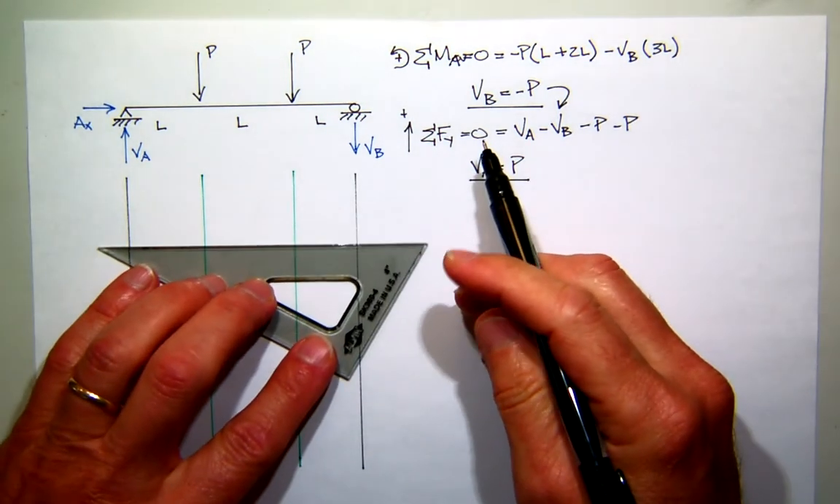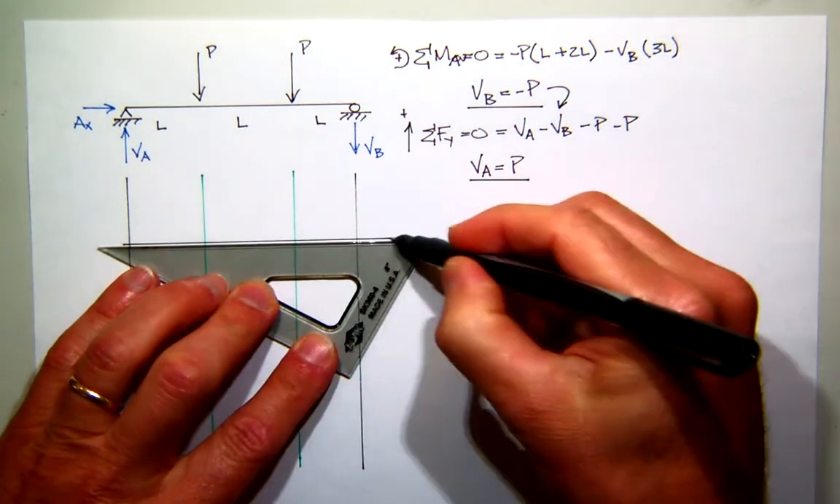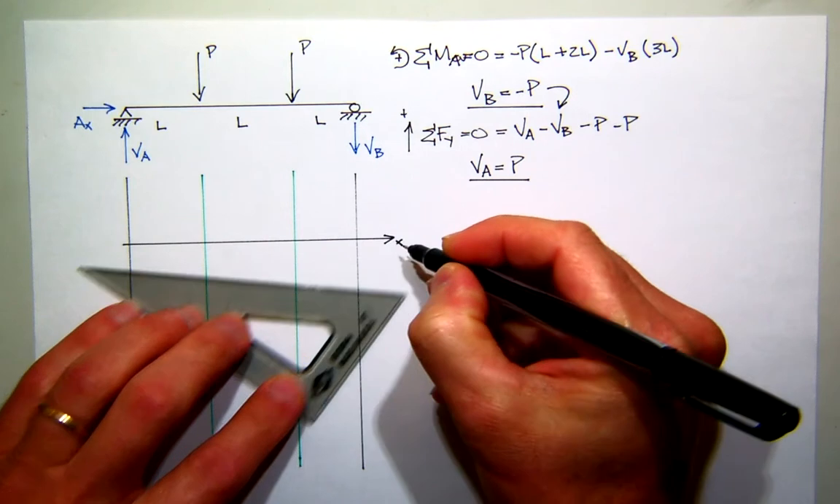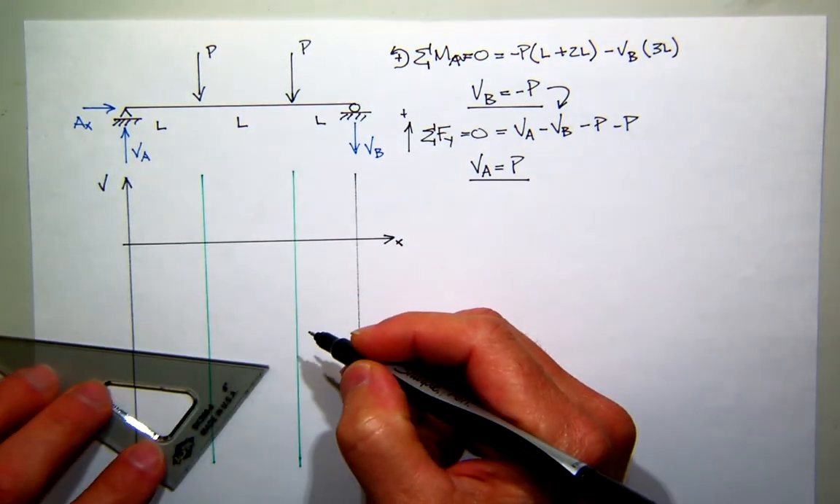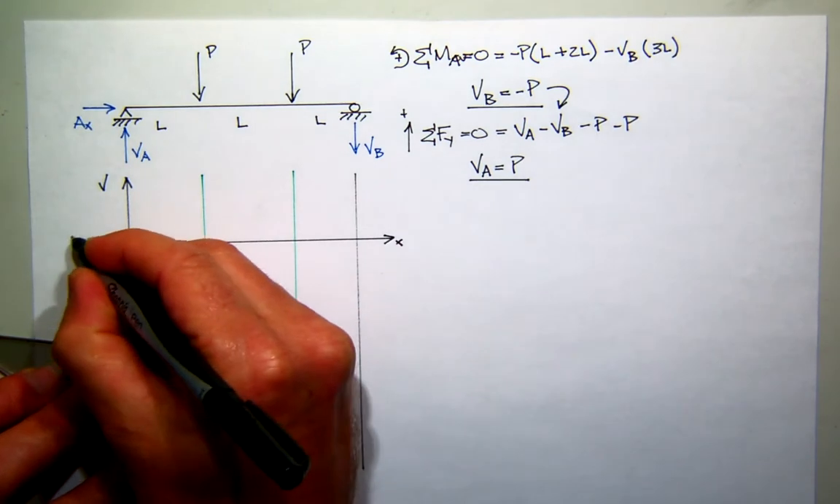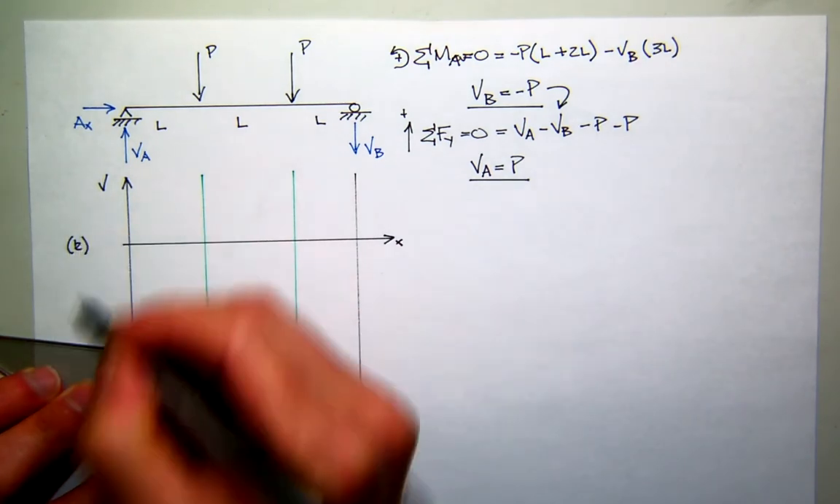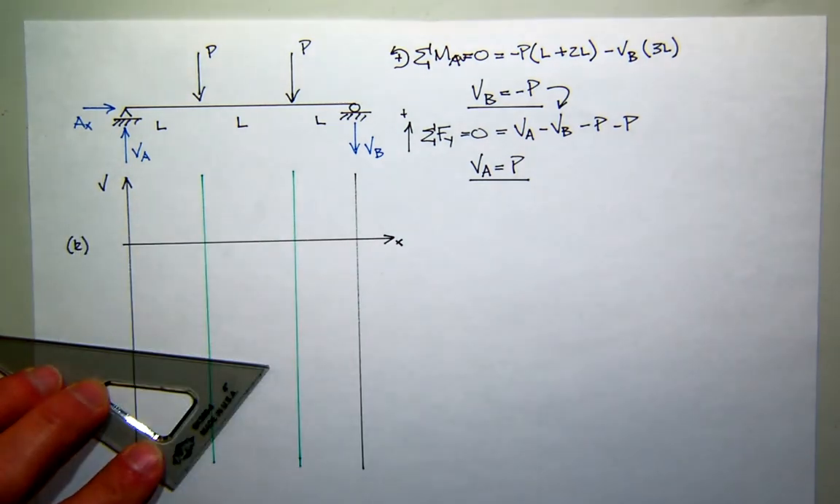Then I'll come over here to the side and I'll establish where my x-axis is going to be and then where my positive shear is going to be. And to help me, I usually come over here and tell what the unit is going to be for the shear diagram. That way I don't have to put the unit on every number.